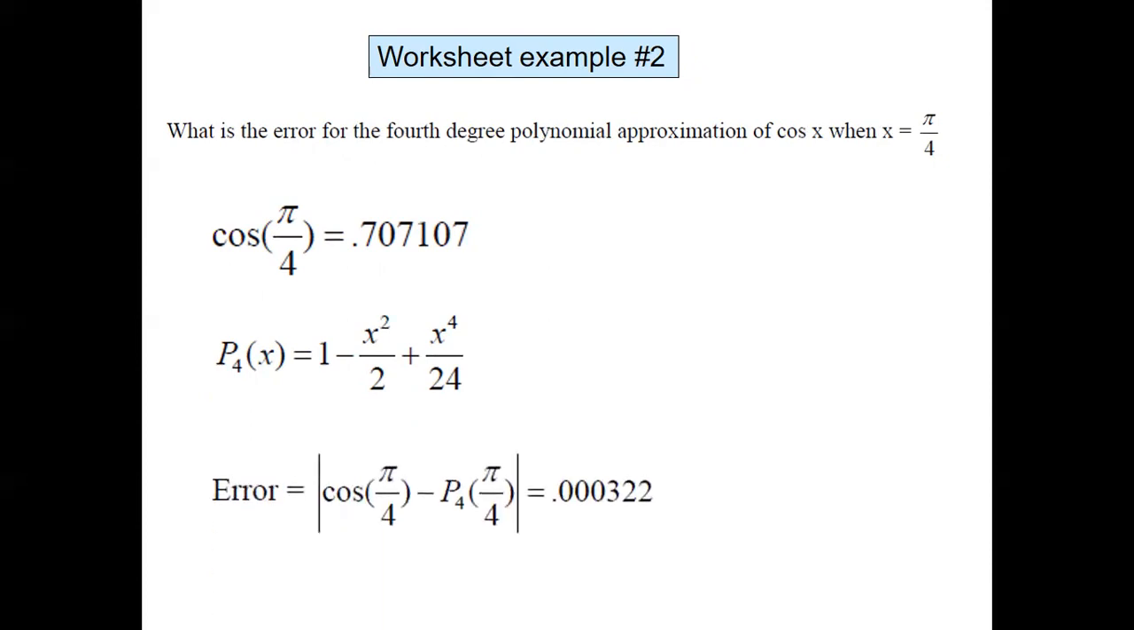And so let's find the error by taking the difference between the cosine function at pi over 4 and the polynomial function at pi over 4. And notice I'm using absolute values because sometimes it might be less than the actual value, and sometimes it might be greater. Error has no direction. We don't care if it's positive or negative.